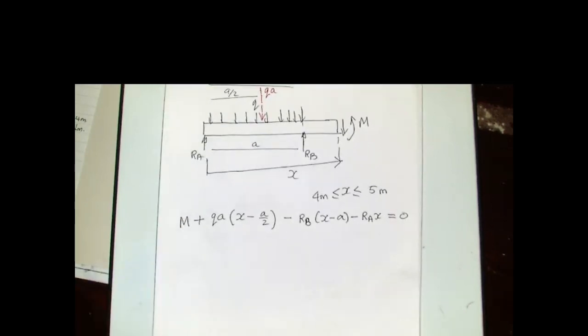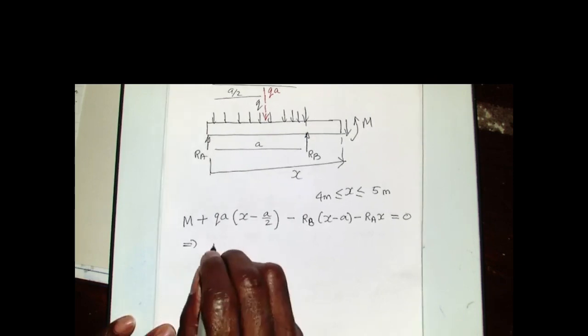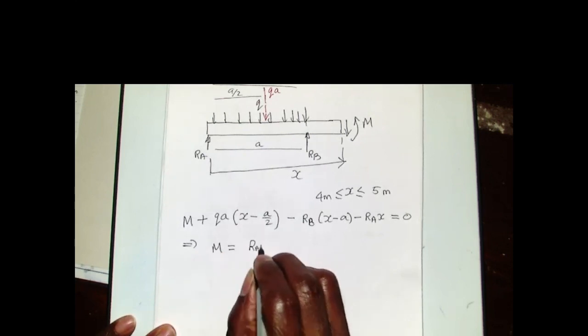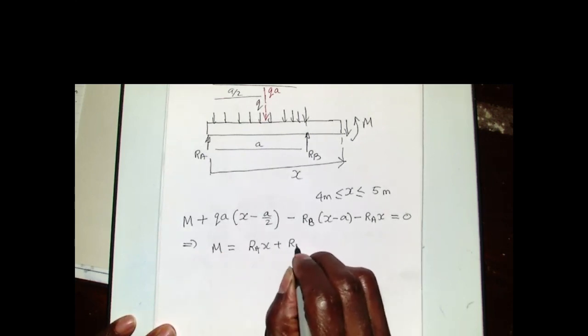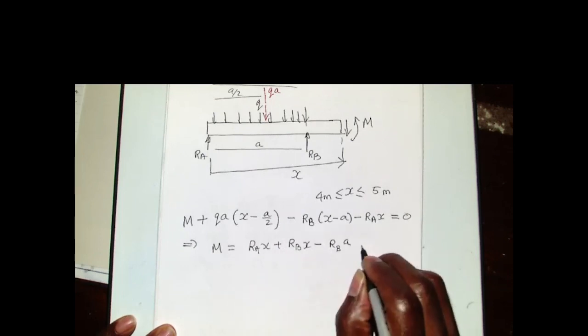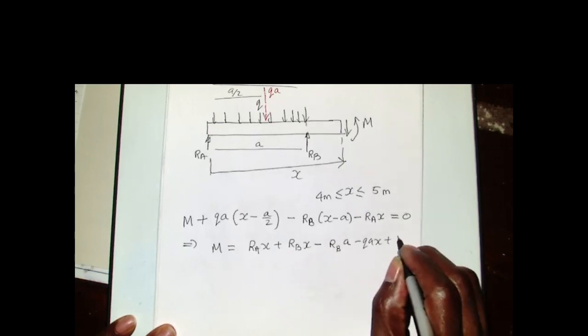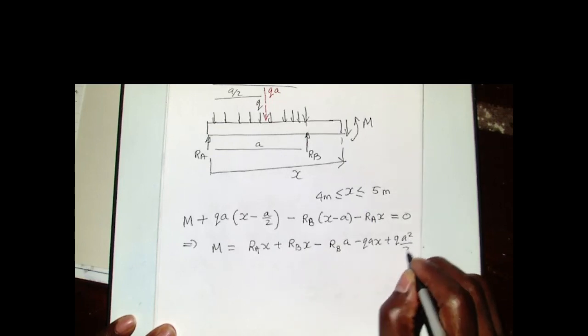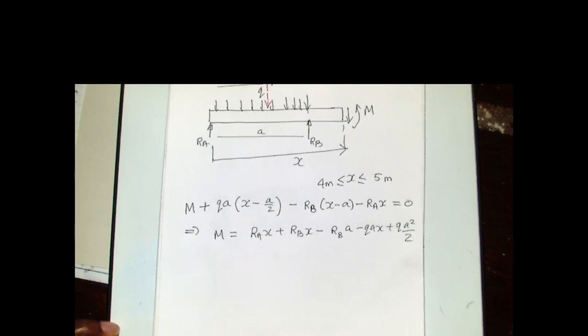Now I can write down that moment equation there. Remember we know RA, we know Q, we know A, so we know everything apart from that variable X. So I can write down the moment M equals RAX plus RBX minus RBA minus QAX plus QA squared over 2. All I've done is bring all these terms to the other side and open up whatever brackets we've got. Now I can put in all the values.